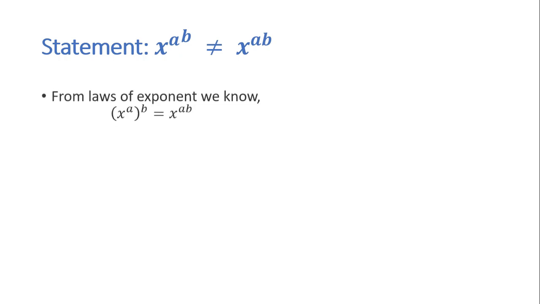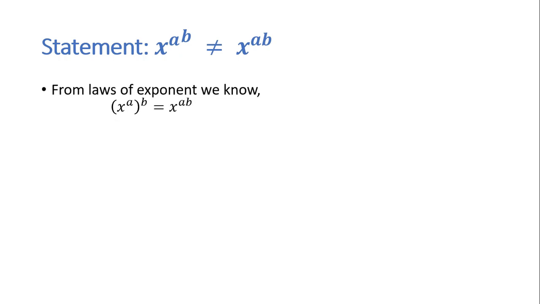Next, an important statement: x to the power a to the power b is not equal to x to the power ab. From the laws of exponents, we already know that x to the power a whole to the power b equals x to the power ab. Let us see how this came about. For example, x to the power 3 whole to the power 2 means x to the power 3 into x to the power 3.